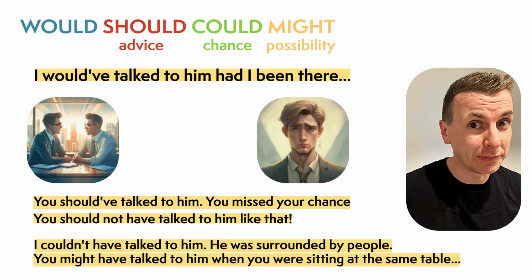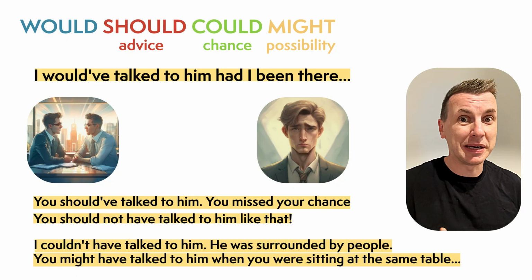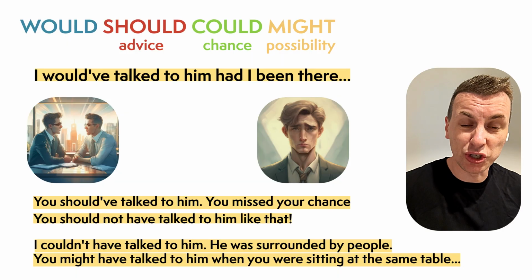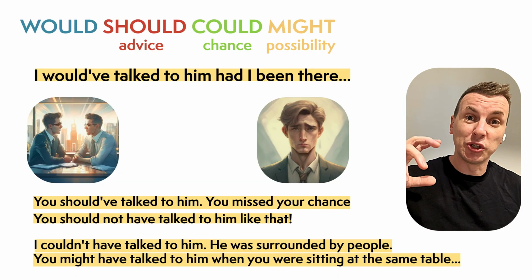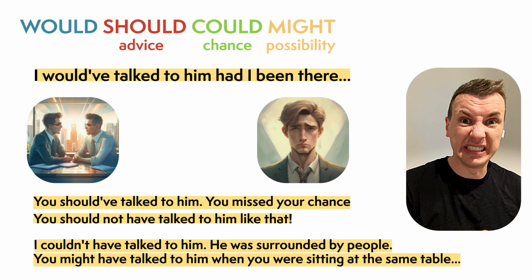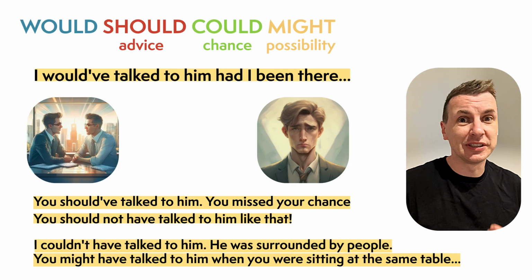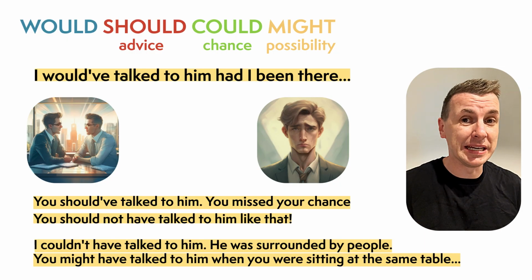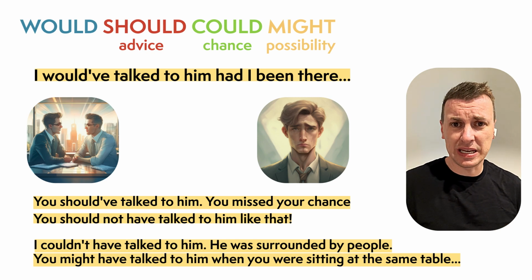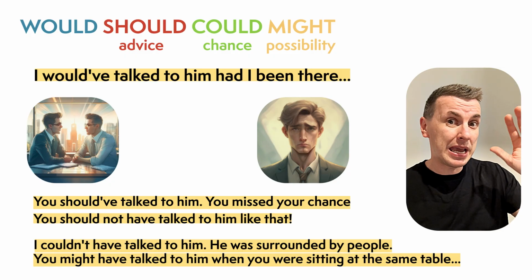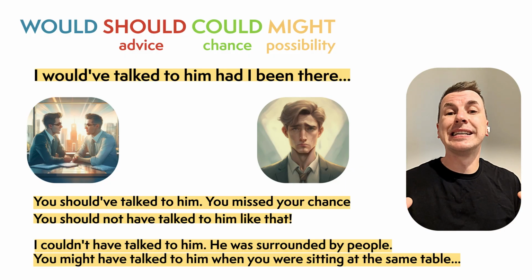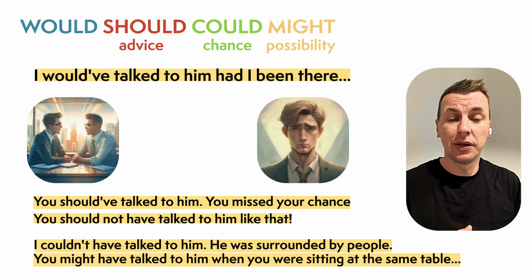He could have done something, like we're giving him some ideas. Oh, you could have just tapped him on his shoulder. You could have told him a joke. You could have just asked him straight and directly in his face, just giving him some ideas. Or you might have talked to him when you were sitting at the same table, just like, hey, how you doing? A possibility. But they're all within conditional three, these examples.